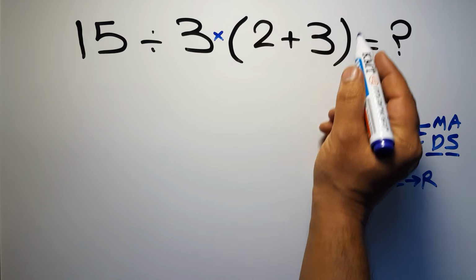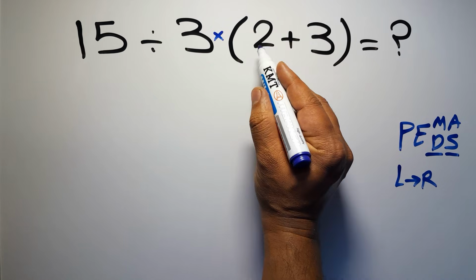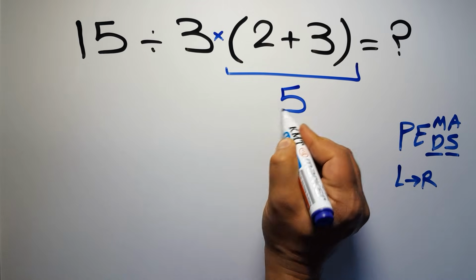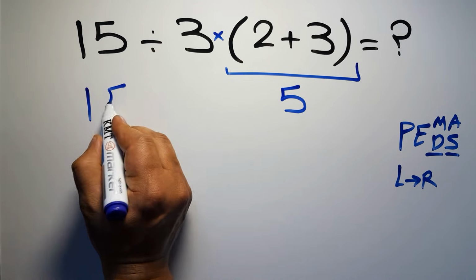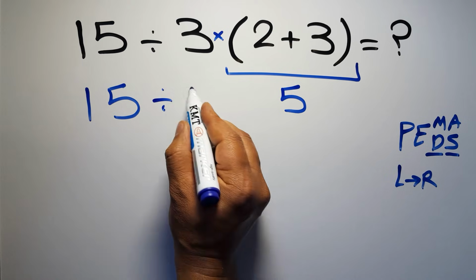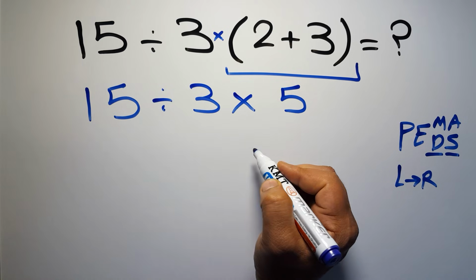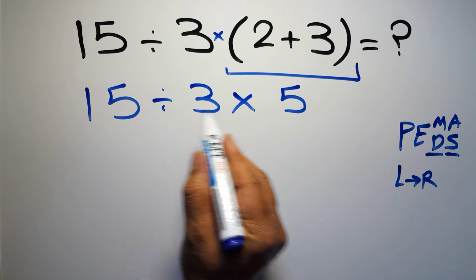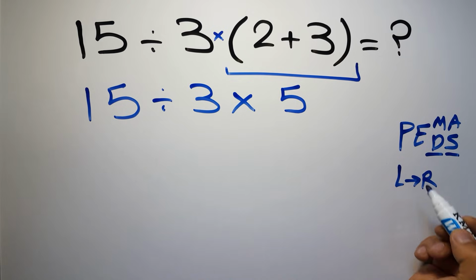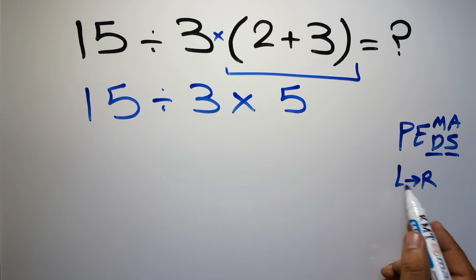So first we have to do this parentheses. Inside this parentheses we have 2 plus 3, which equals 5. So 15 divided by 3, then times 5. Now we have one division and one multiplication. As I said, multiplication and division have equal priority and we have to work from left to right.